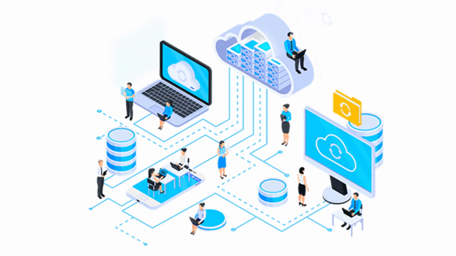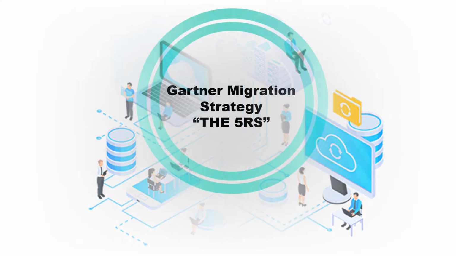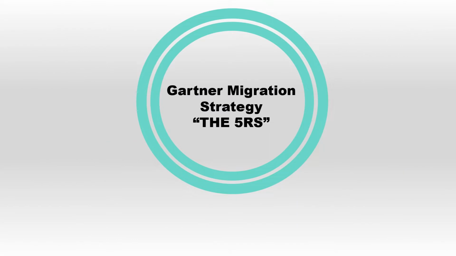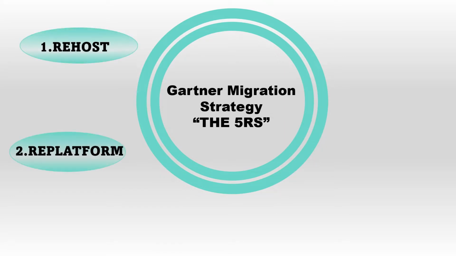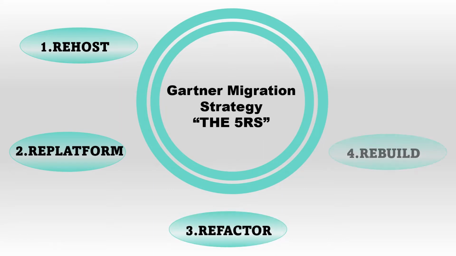Now let's talk about the 5R model. So the 5R model was published by Gartner back in 2010. It defines the options that are available to migrate a specific application to the cloud. And the 5R strategy includes models such as Rehost, Replatform, Refactor, Rebuild, and Replace. First, let's discuss Rehost.